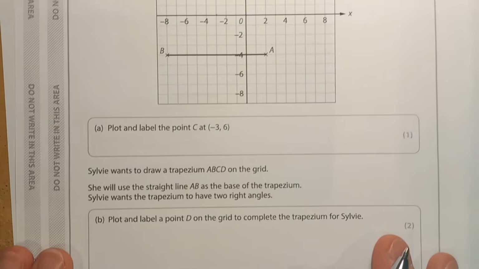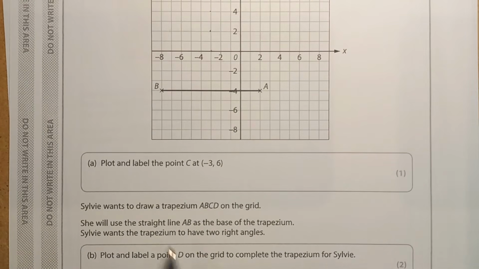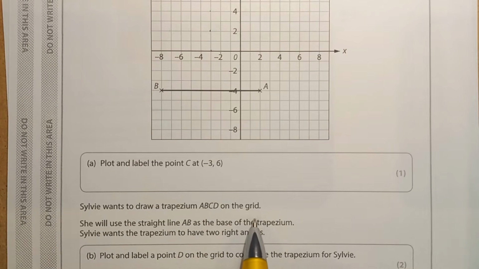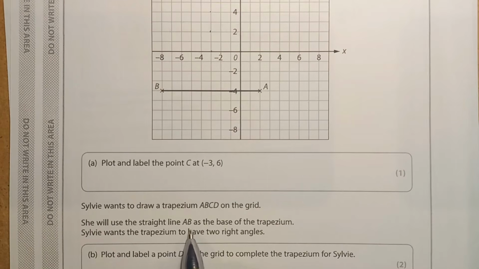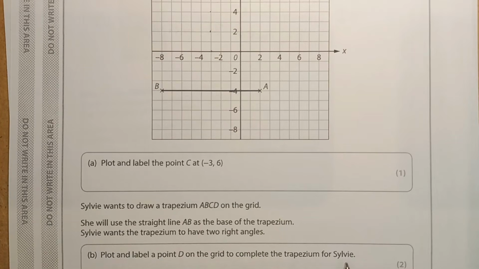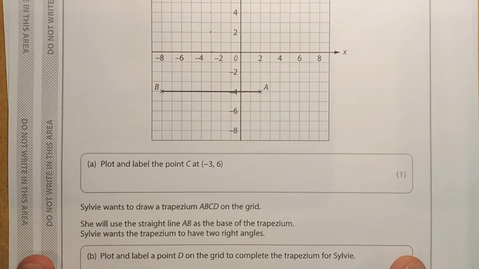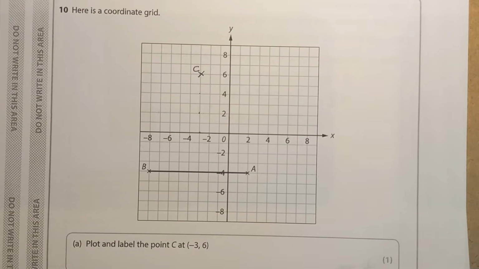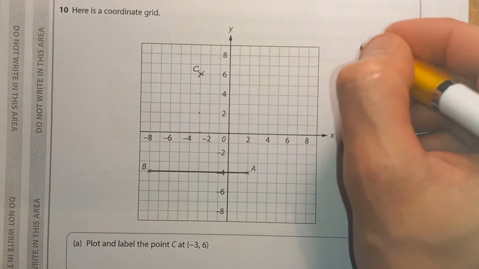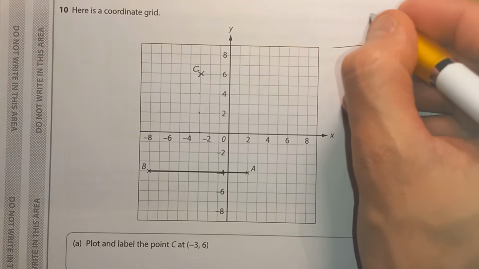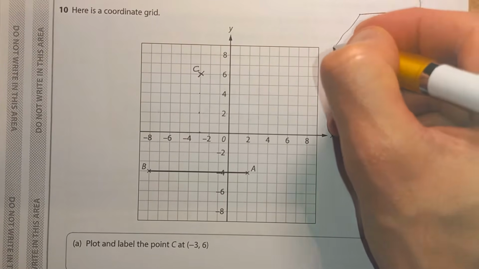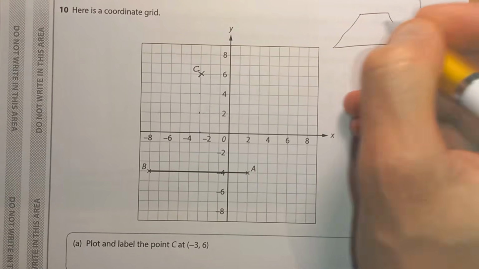Okay. Now we need to look down here. Sylvie wants to draw a trapezium ABCD on the grid. She will use the straight line AB as the base of the trapezium. Sylvie wants the trapezium to have 2 right angles. Plot and label a point D on the grid to complete the trapezium for Sylvie. Right, so we need to get a trapezium on here somewhere. Well, if you remember, trapeziums, they can look different. The key thing with the trapezium is that the top and the base are parallel.